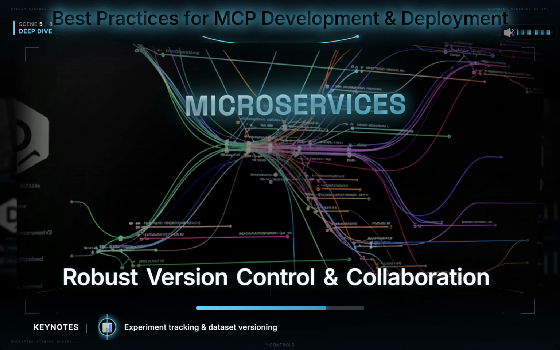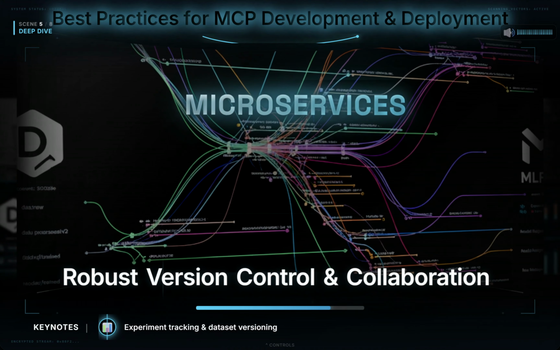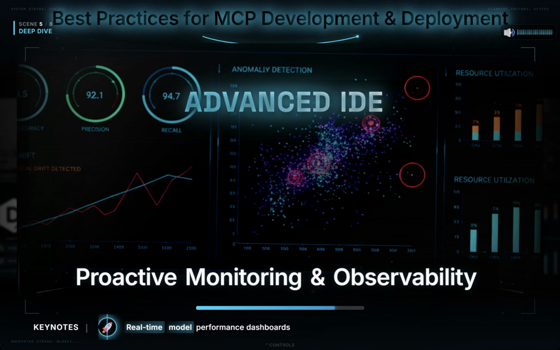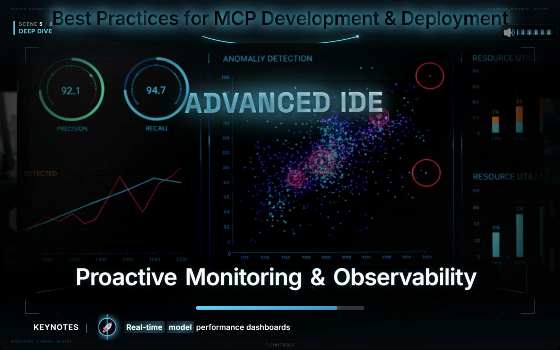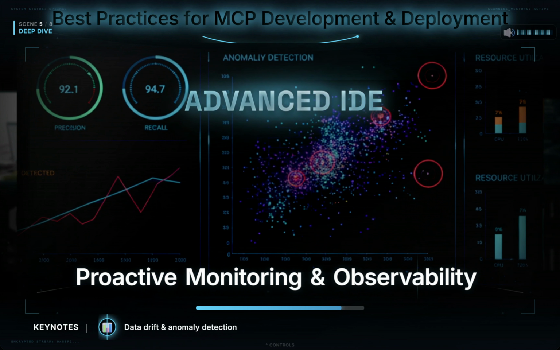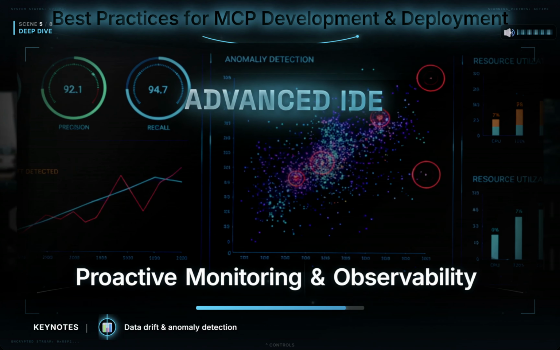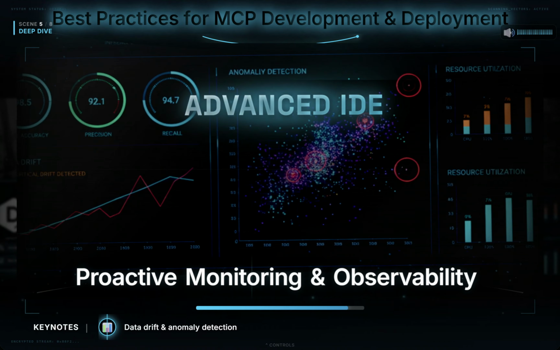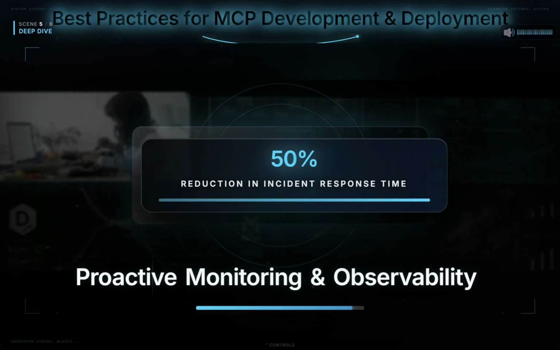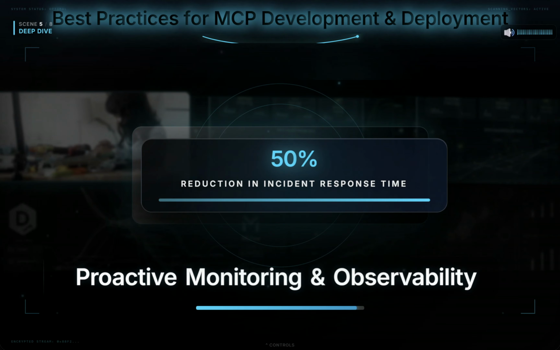Finally, post-deployment, proactive monitoring and observability are key. It's not deploy and forget. You need real-time dashboards for model performance, tracking metrics like accuracy. Implement data drift detection to alert when input data deviates from training data, potentially degrading performance. Anomaly detection for inference outputs and continuous resource utilization monitoring are crucial for health and cost efficiency. Closing the loop with robust observability ensures your MCP-driven solutions remain high-performing and adaptable. These best practices, implemented with MCP, transform your AI development from hurdles into a streamlined, innovative journey.